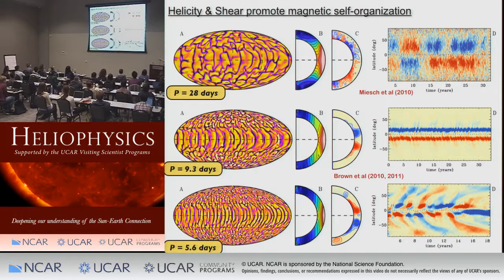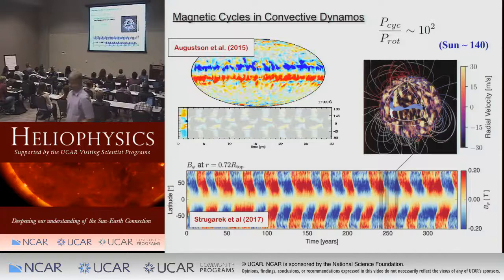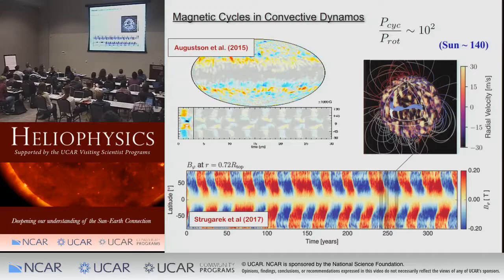But then you spin it up a little more and it starts reversing. You start to see reversals of the magnetic field. And so there's been a lot more work on this than in magnetic reversals in planetary dynamos. So this is a recent case where we got a reversing dynamo. This is a paper that just came out in Science. The Montreal group, Paul Charbonneau and colleagues.